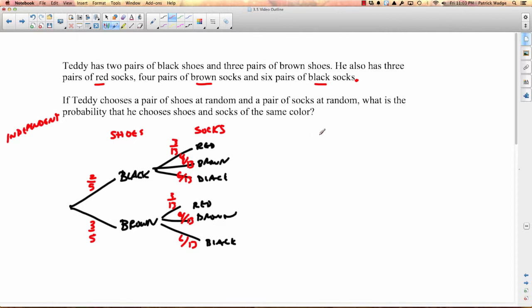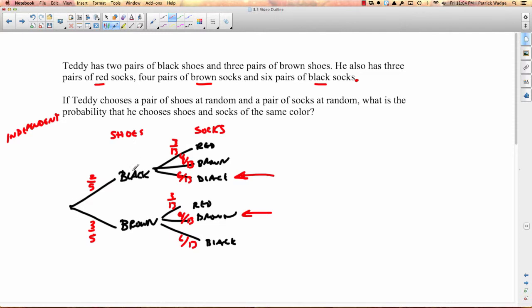Great, we have it all set up, and what we want to know is what's the probability that he chooses shoes and socks of the same color? So which one of these have shoes and socks the same? This is black red. This second one is black brown. This one here is black black. Hey, that's it right here. This is one of them that we're interested in. Brown red, brown brown. Here's the other one we're interested in. Brown black. So there are 2 cases we're interested in.